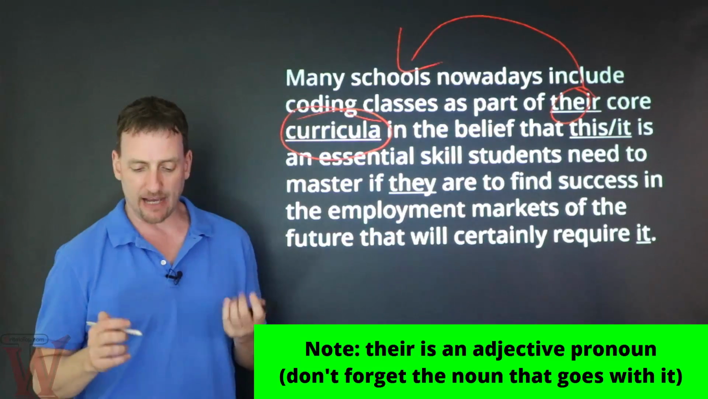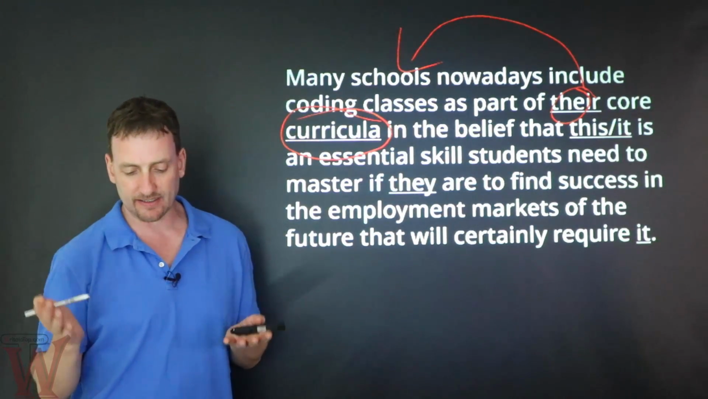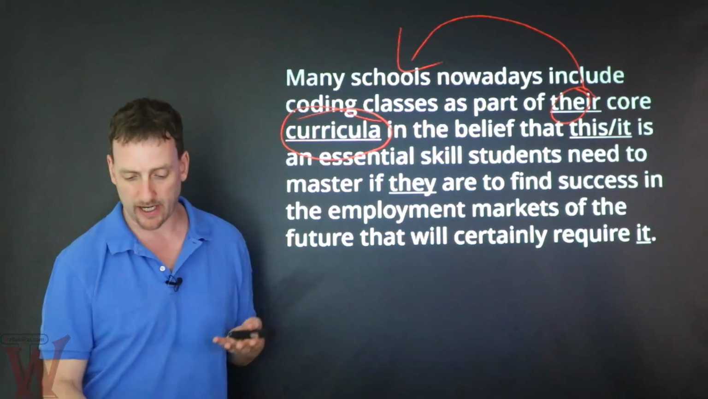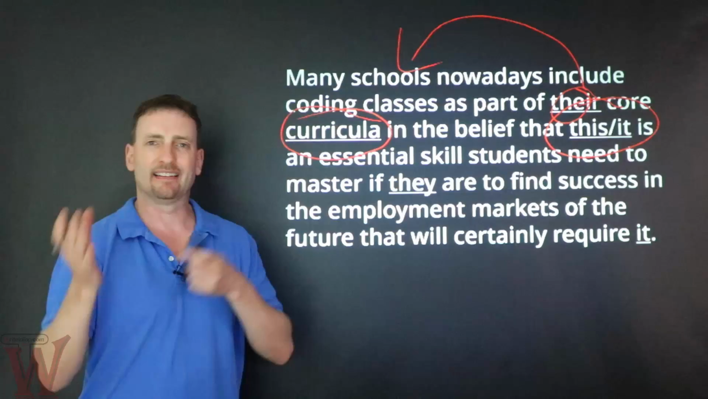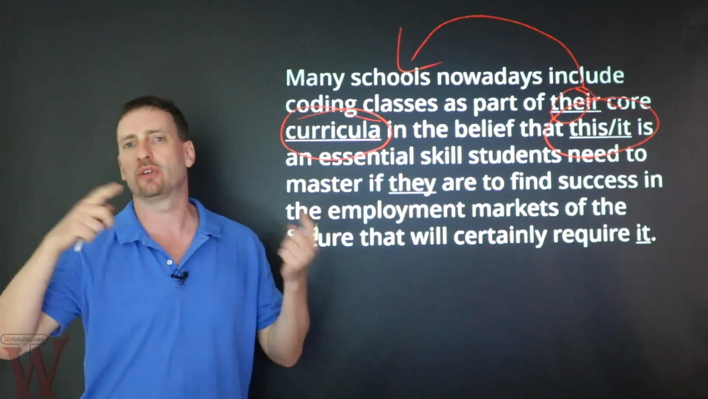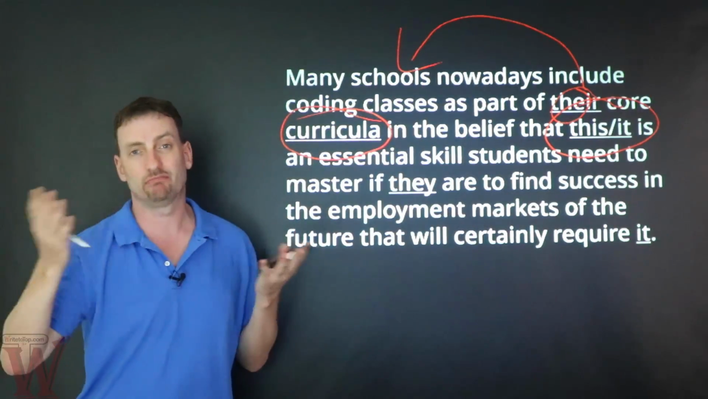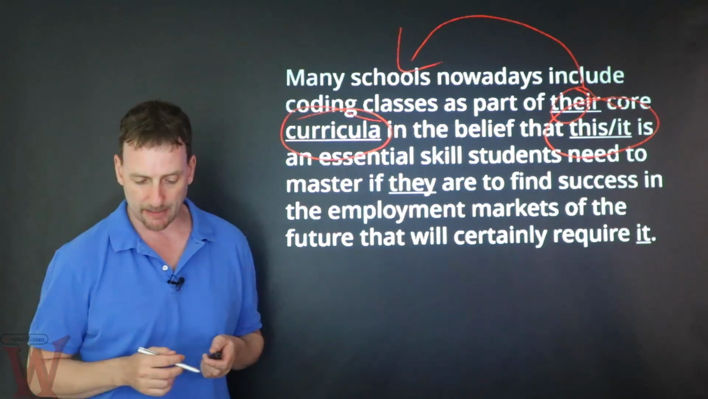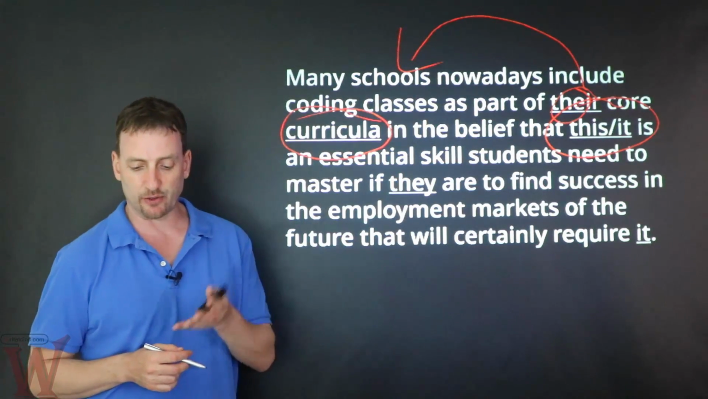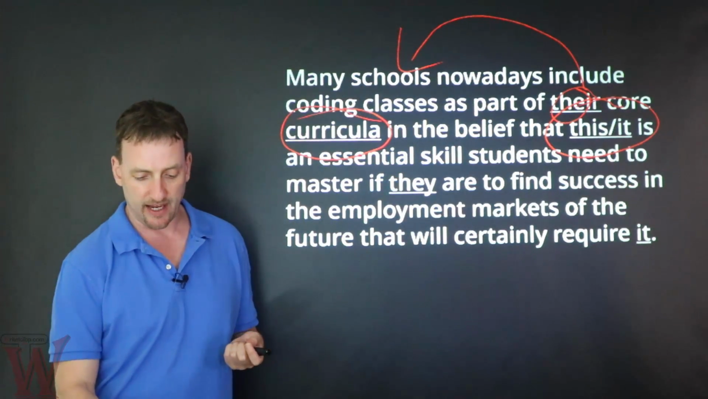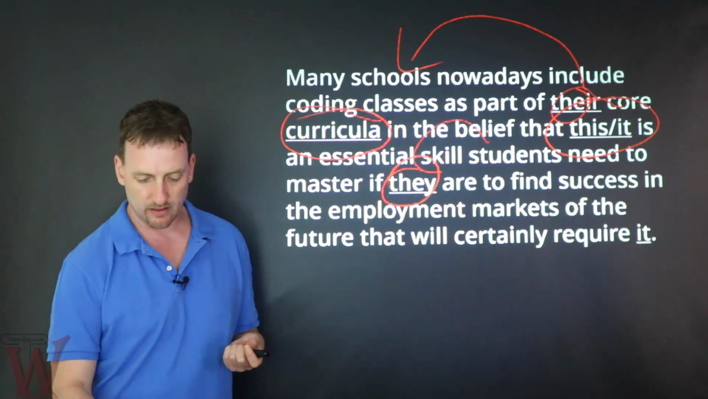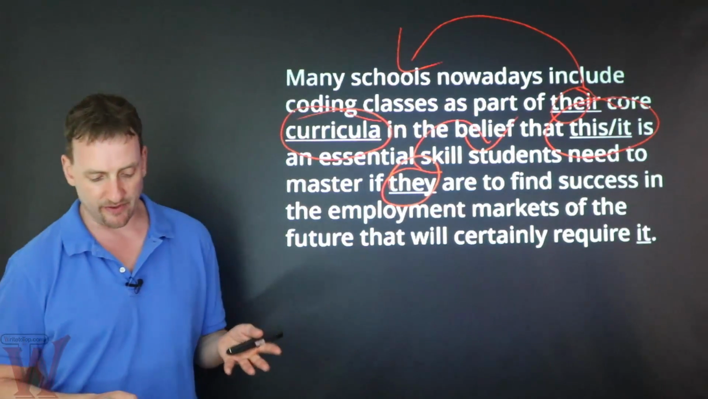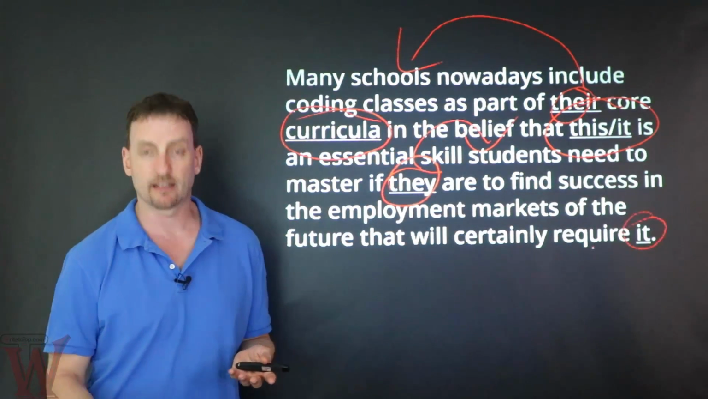In the belief that, now, this or it is an essential skill. This, coding, or it, coding. Both of these are okay. You can use one or the other. How will you choose? Well, you'll see if you're using the other one somewhere else. You don't want to use pronouns too much or too often either, right? So both of these are acceptable. If essential skills students need to master, if they being students, no need to say students twice, use a pronoun. Success in the employment markets of the future that will certainly require it, the skill.